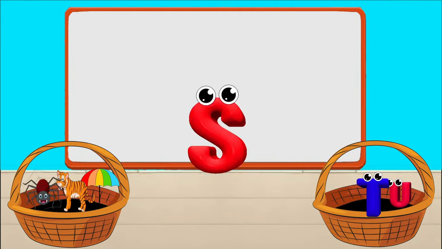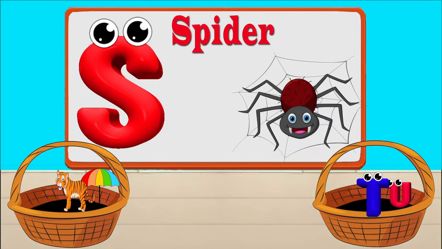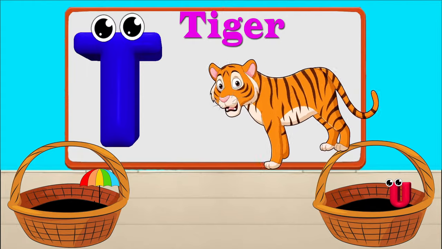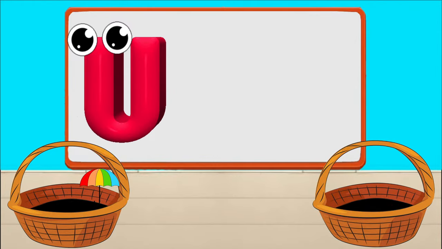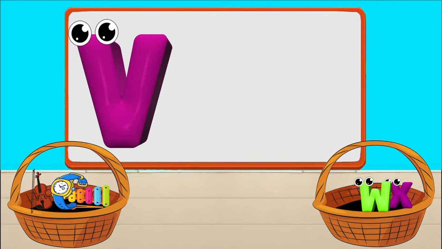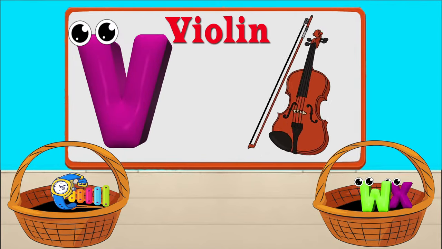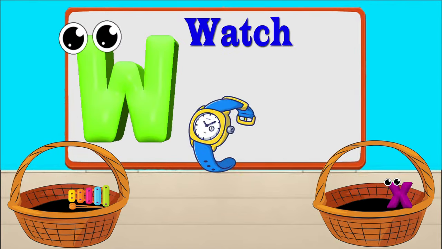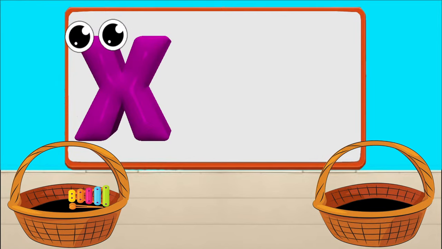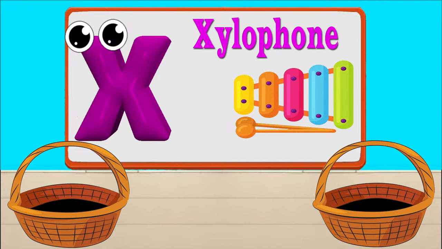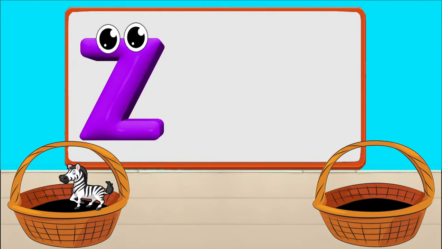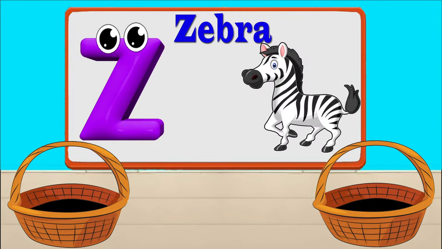S is for spider. T is for tiger. U is for umbrella. V is for violin. W is for watch. X is for xylophone. Y is for yak. Z is for zebra.